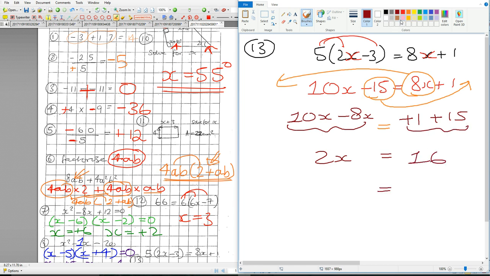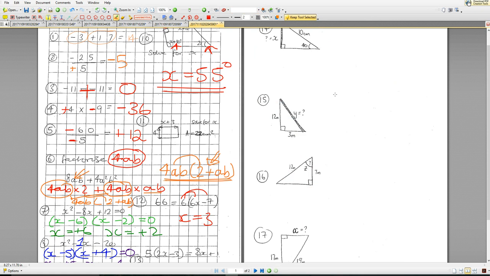So we've got one final step to do before we get to the answer. Let's get rid of the multiply by 2. Opposite of times by 2 would be divide by 2. So x has a lovely value of 8, and question number 13 is done. That one's in the bag. Okay, lovely. Let's get back to our questions now.